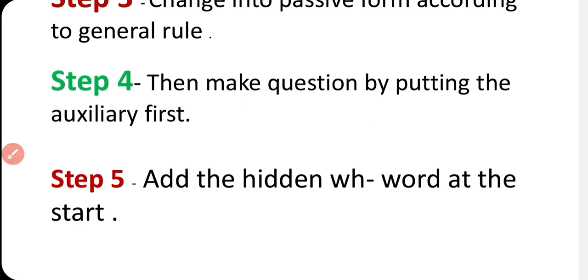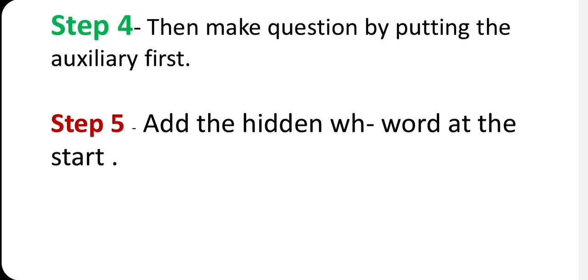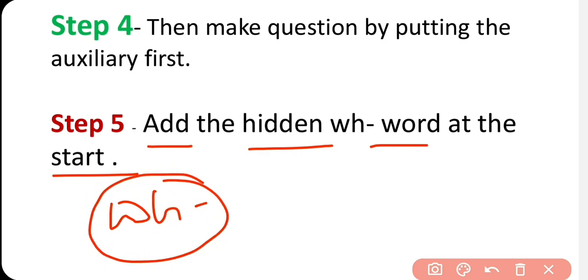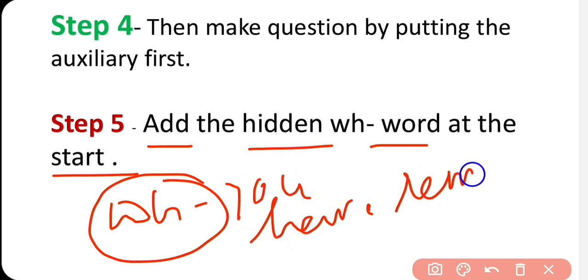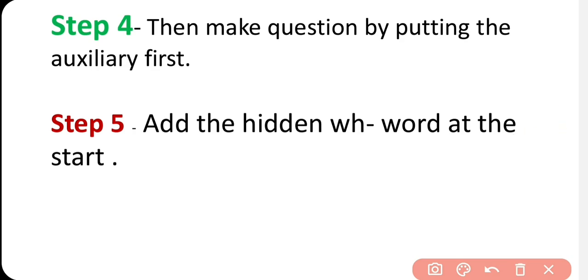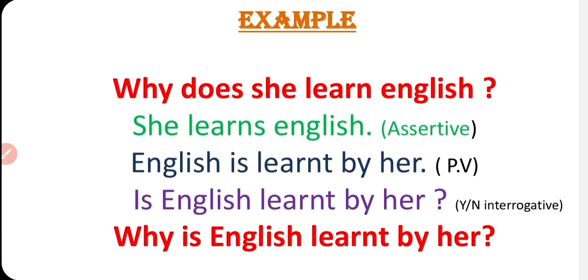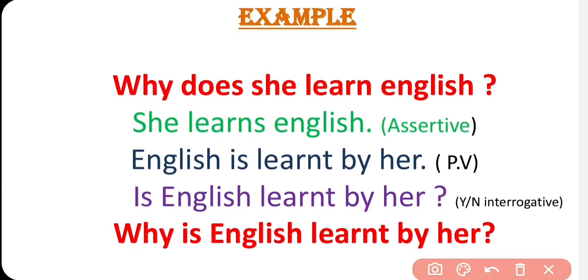So what is said in step number 5? In step number 5 it is said, add the hidden WH word at the start. So the WH word you have removed, now you have to bring back in order to make the passive voice correctly. So let's take some example for our better understanding.